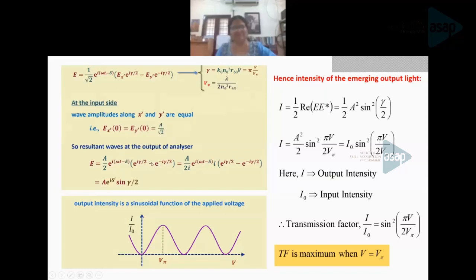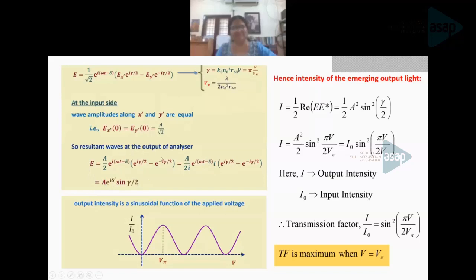So we multiplied and divided by i. So this part will become sin gamma by 2, and this i along with the constant amplitude will become a complex amplitude. That's all. Okay, and this term is the delta prime, the new phase change. So this is the equation for the electric field at the output of the analyzer.